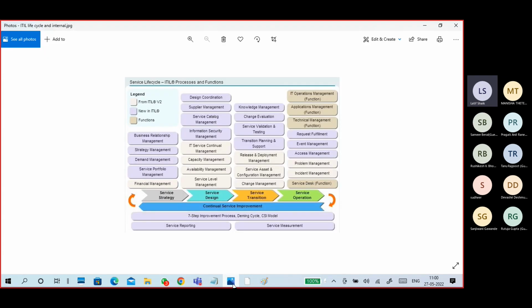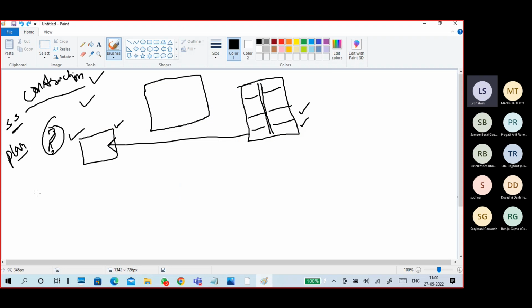I thought I would explain these internal life cycles separately, but no, I will go through this one only. Financial management: first of all, in finance management, understand the budget. Understand the budget.